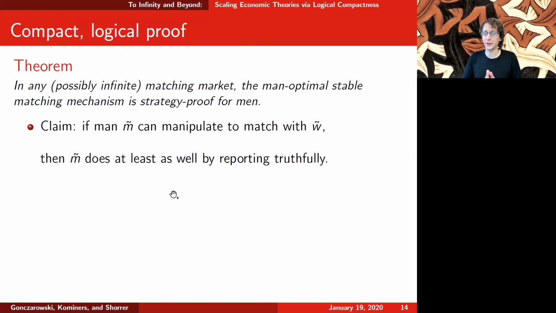So imagine now a possibly infinite matching market. And here's a version of a claim or lemma that appears in a lot of strategy-proofness proofs for stable matching. If a given man, M tilde, can manipulate to match with some woman, W tilde, then M tilde had better do at least as well by reporting truthfully. Now, this implies strategy-proofness because it says that if you have some manipulation, it can't be as good for you as if you tell the truth.